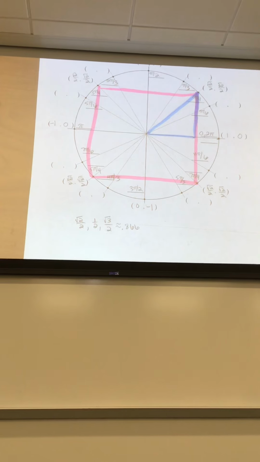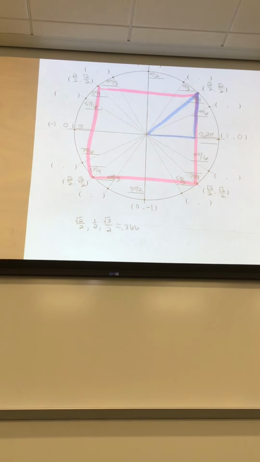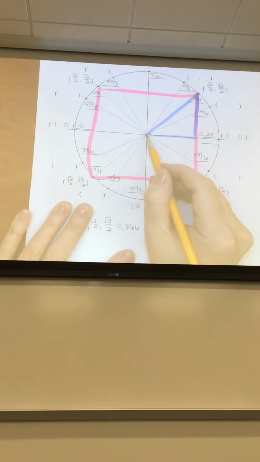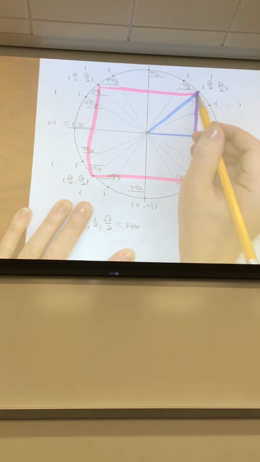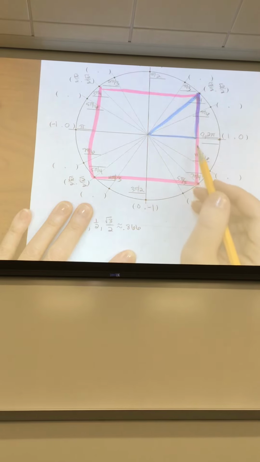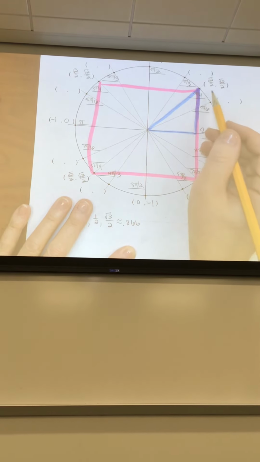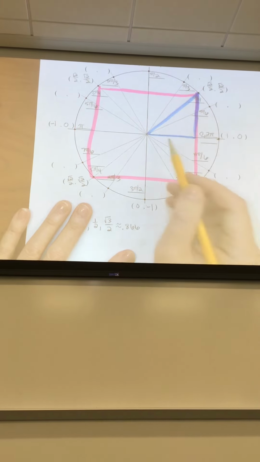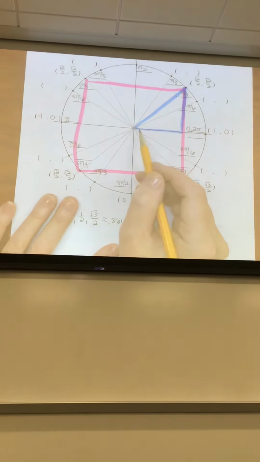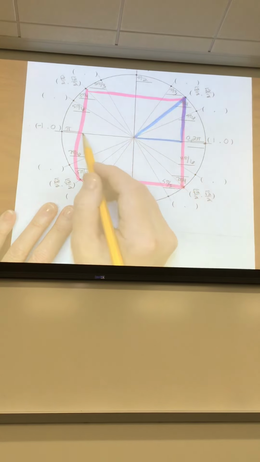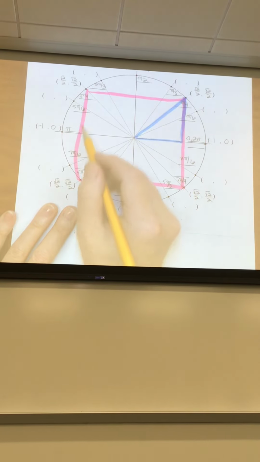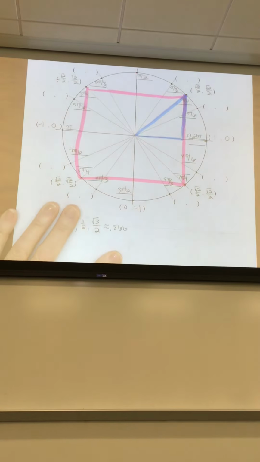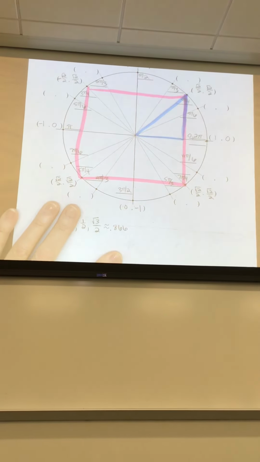Now, the signs are going to be different depending on what quadrant I'm in, right? When I went over to the right and then up, I get positive x direction, positive y direction, so I got positive root 2/2, positive root 2/2. If I go to 3π/4, I'm going in the negative x direction, positive y direction. So I put a negative in front of root 2/2 for the first part of the coordinate.